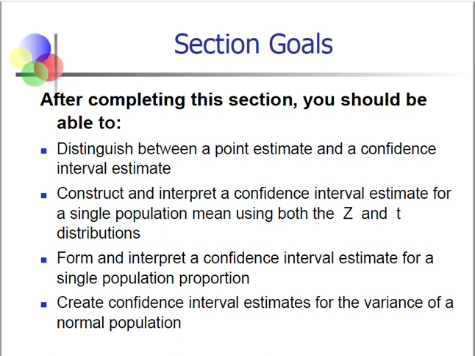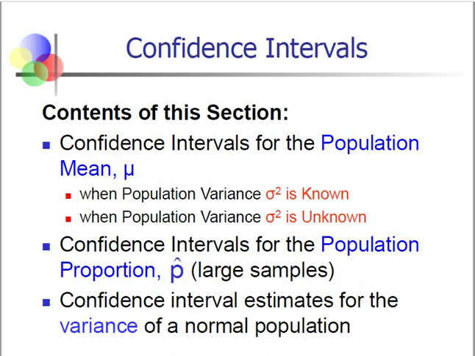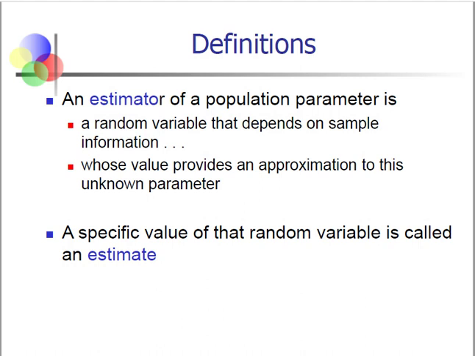So at the end of this discussion, we should be able to distinguish between a point estimate and a confidence interval. We should be able to construct and interpret confidence intervals for means, proportions, and variances. Okay, so there are different cases for constructing a confidence interval for the mean, the population proportion, and also the variance. And we need to know what formulas to use in each particular case that is presented to us.